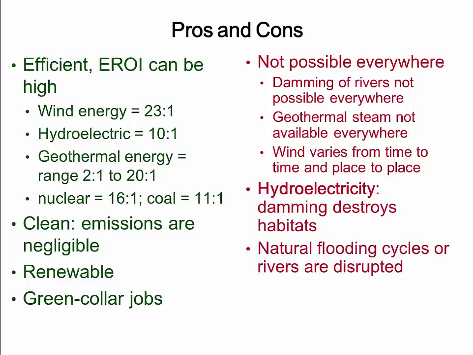Hydroelectricity has some other problems associated with it. When you dam a river and submerge a large amount of land, it destroys habitats by submerging them underwater. It disrupts the natural flooding cycles of rivers. And it affects a lot of species that are dependent on flowing rivers by creating lakes and preventing animals that are dependent on rivers from living in their natural habitat.